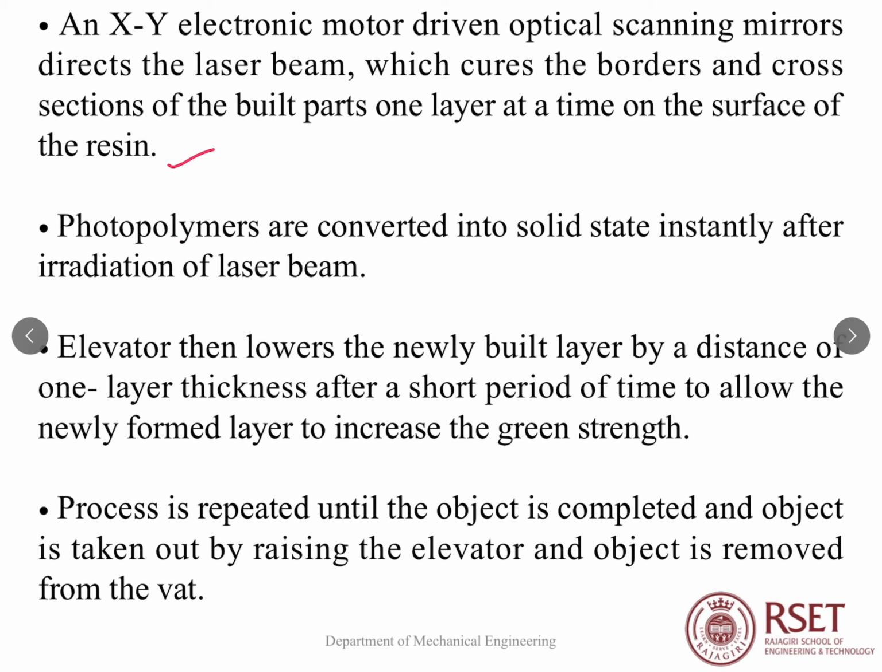The elevator then lowers the newly built layer by a distance of one layer thickness, after a short period of time to allow the newly formed layer to increase its green strength. So for the next layer, it moves down one layer thickness. The process is repeated until the object is completed, and the object is taken out by raising the elevator, and the object is removed from the vat, the tank filled with the polymers.